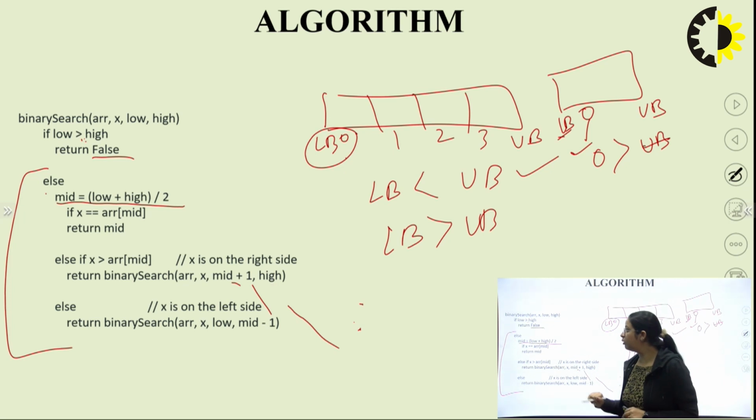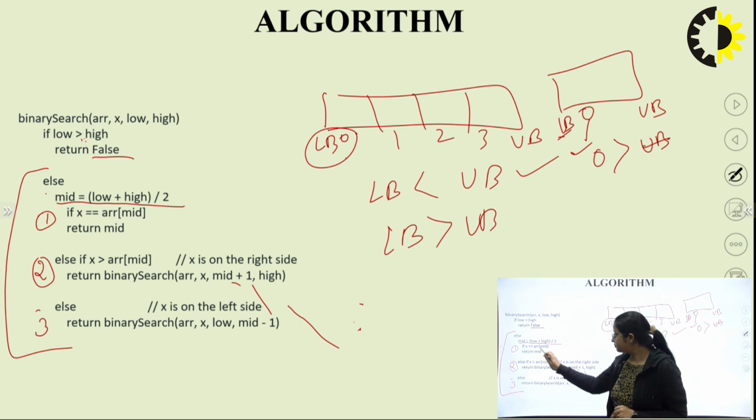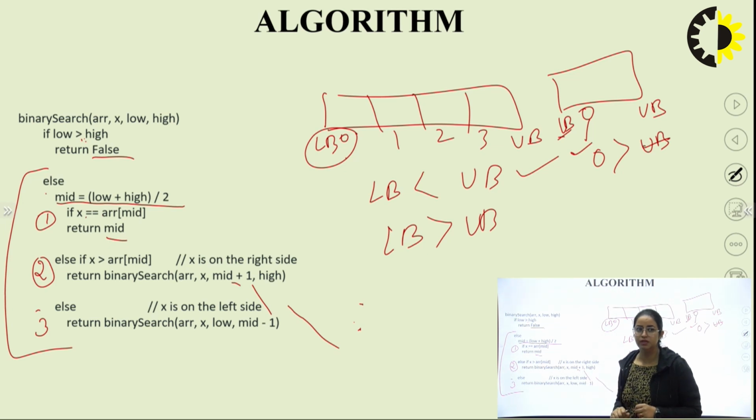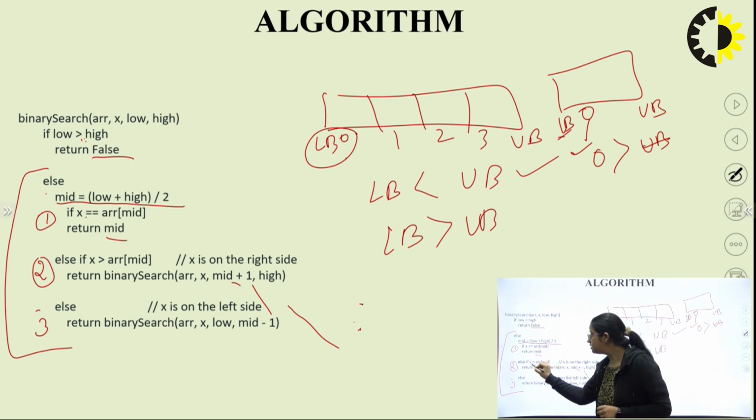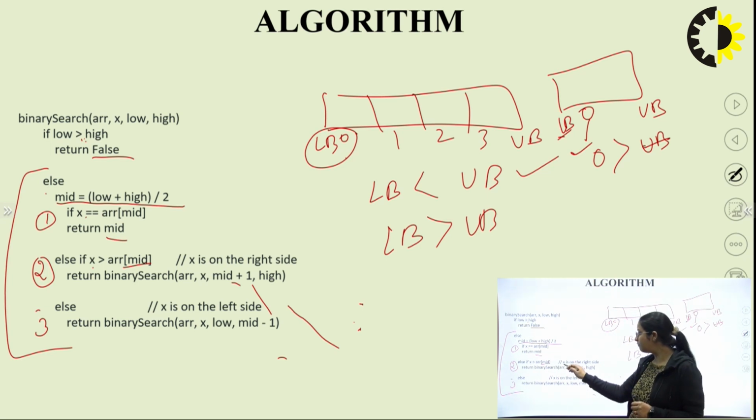According to that midpoint, we are having three cases: first, second, and this one the third case. Okay, now you can check. If our search element is equal to our mid element, then what we have to do? We have to return mid, that our search element is mid. But if our search element is greater than mid, then what we have to do? We have to search the x element on the right hand side.